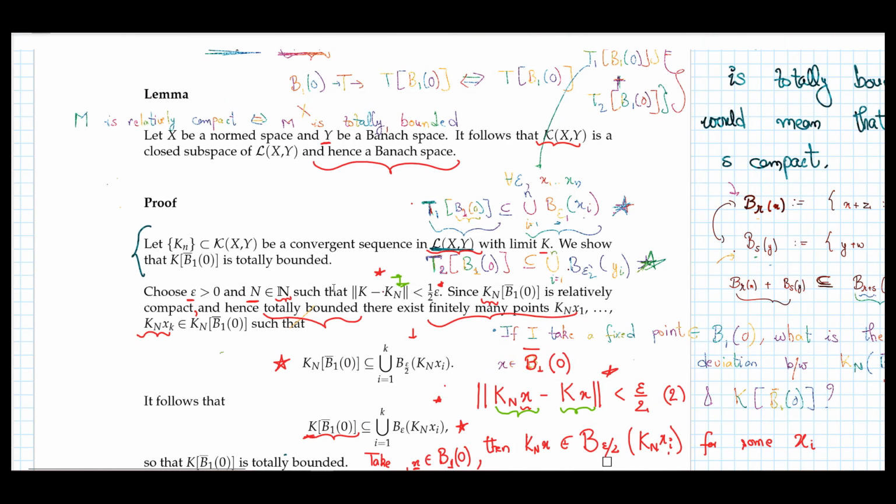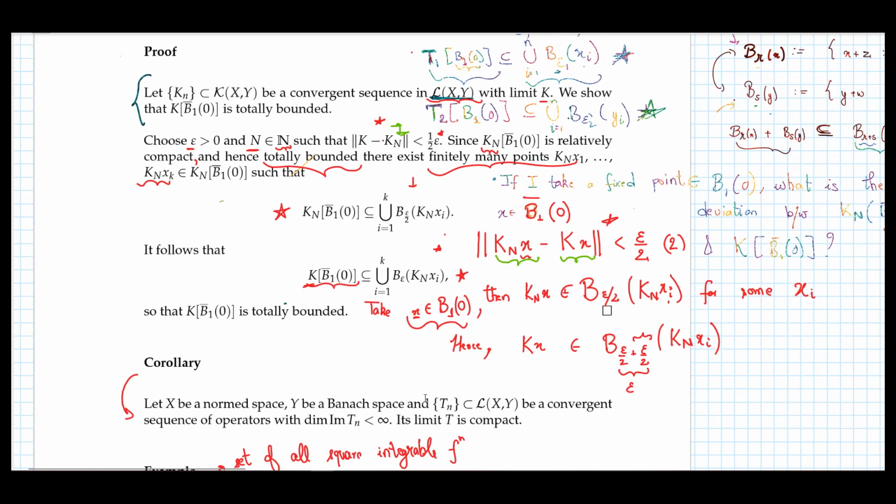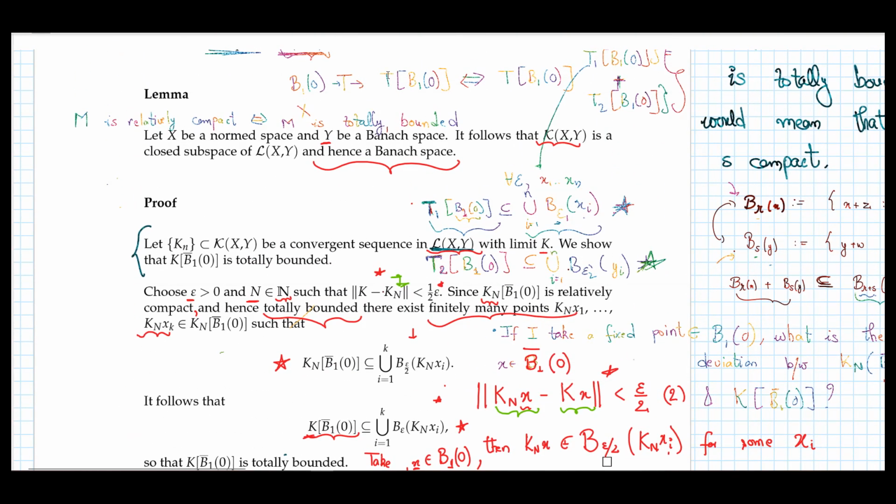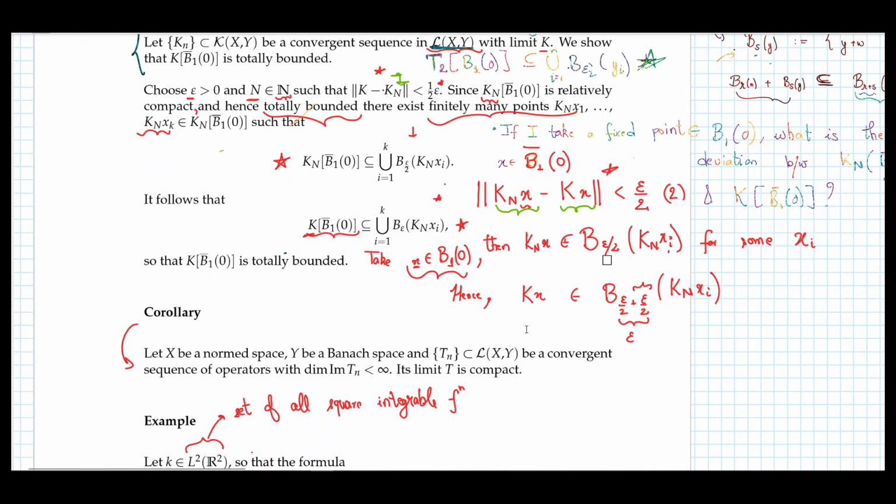We saw that if X is a normed space and Y is a Banach space, it follows that K(X,Y) is a closed subspace of L(X,Y). And here I am saying that if Tn is a convergent sequence with the dimension of the image of Tn less than infinity, then its limit T is compact.